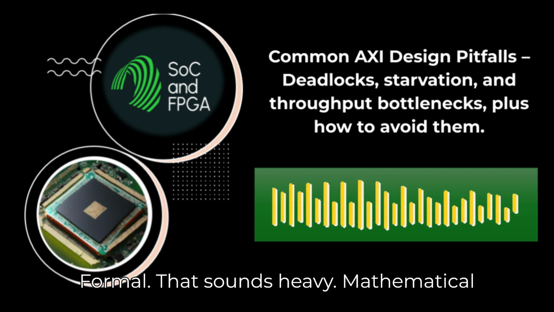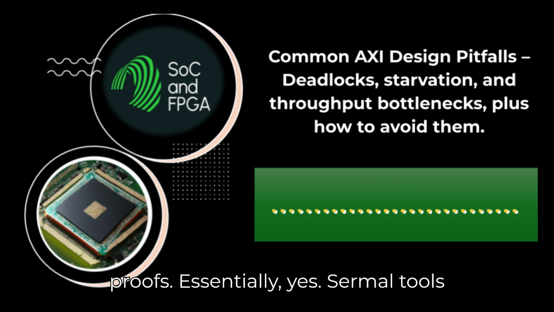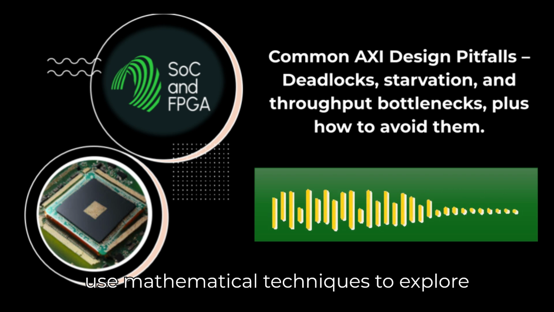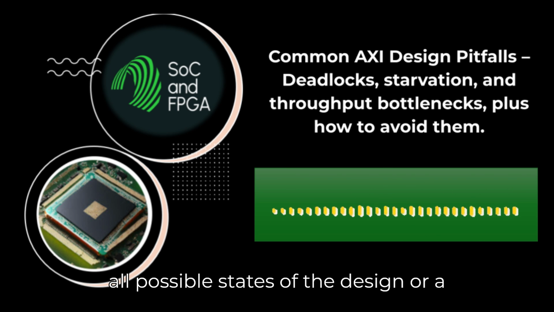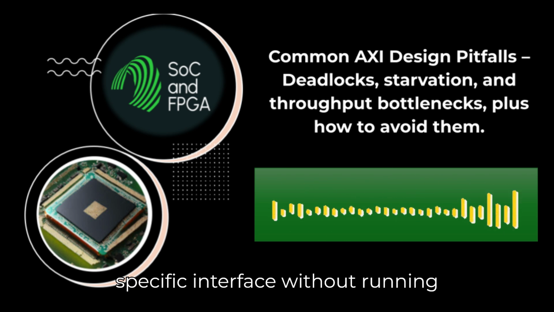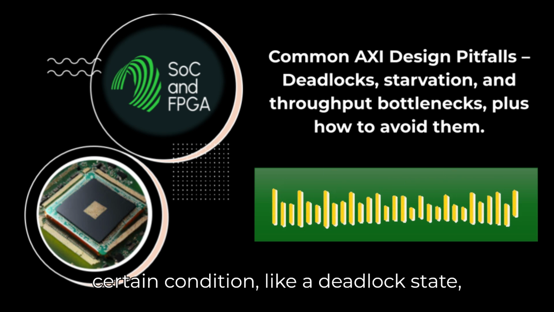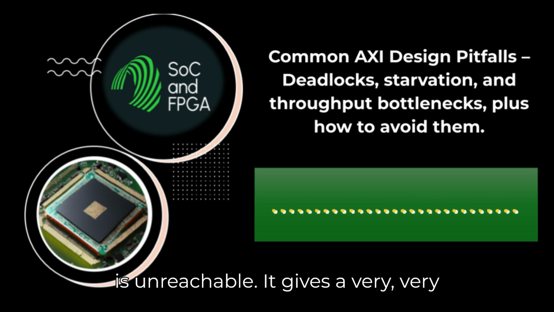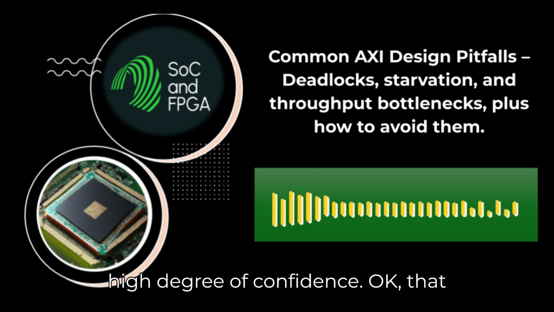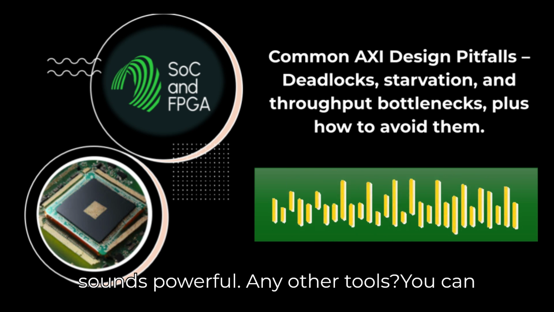Formal. That sounds heavy. Mathematical proofs. Essentially, yes. Formal tools use mathematical techniques to explore all possible states of a design or a specific interface without running simulation vectors. They can prove that a certain condition, like a deadlock state, is unreachable. It gives a very, very high degree of confidence. Okay, that sounds powerful. Any other tools?